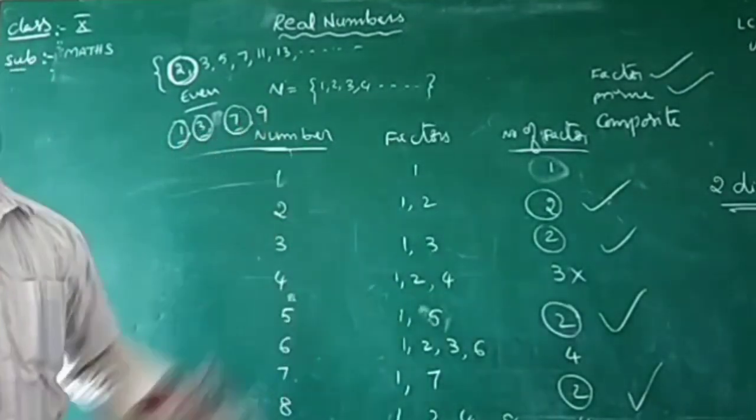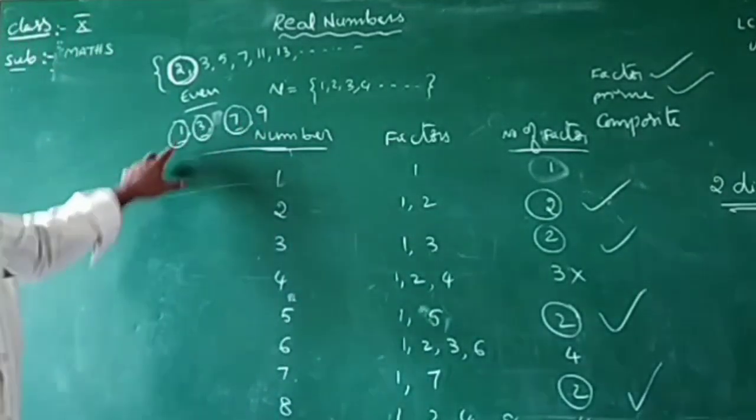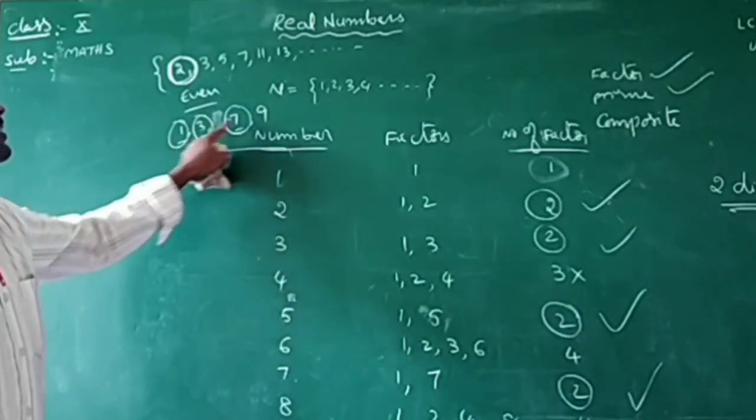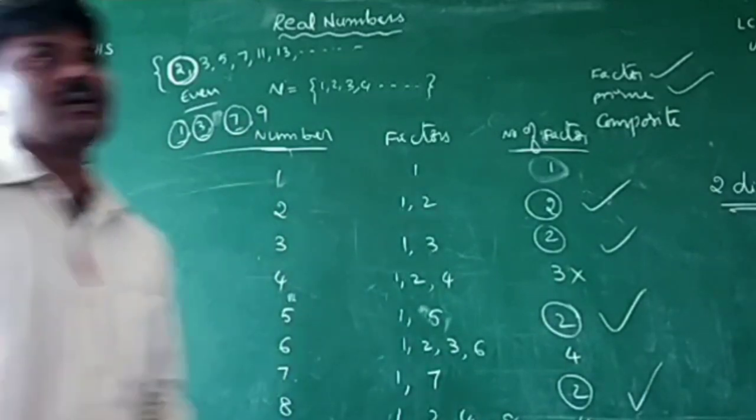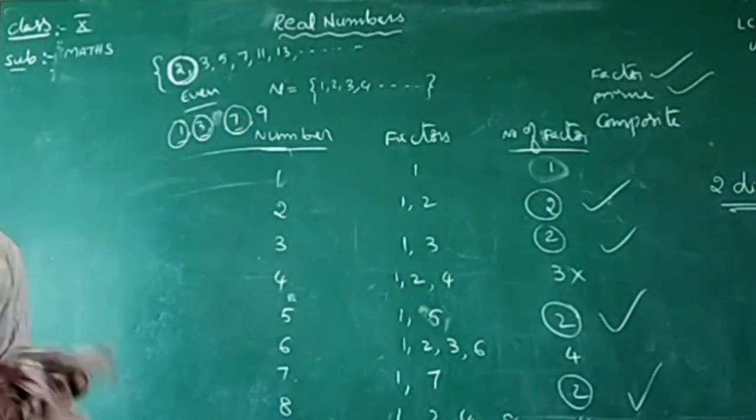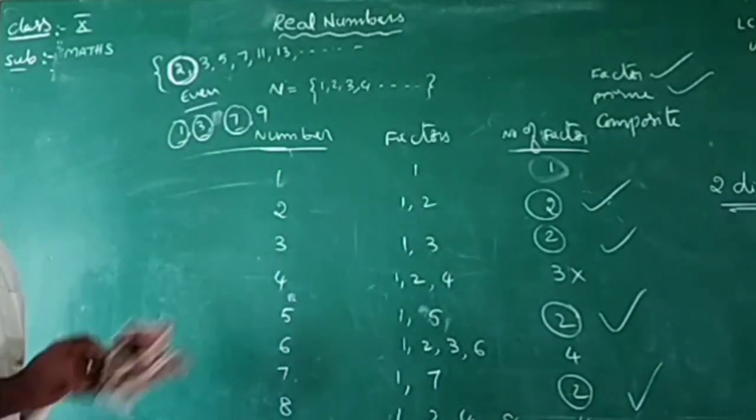A prime number should not end with 2, 4, 6, 8, but a prime number ends with 1, 3, 7, 9 only. So if a number ends with these digits, it may or may not be a prime number, but a prime number must end with 1, 3, 7, 9.